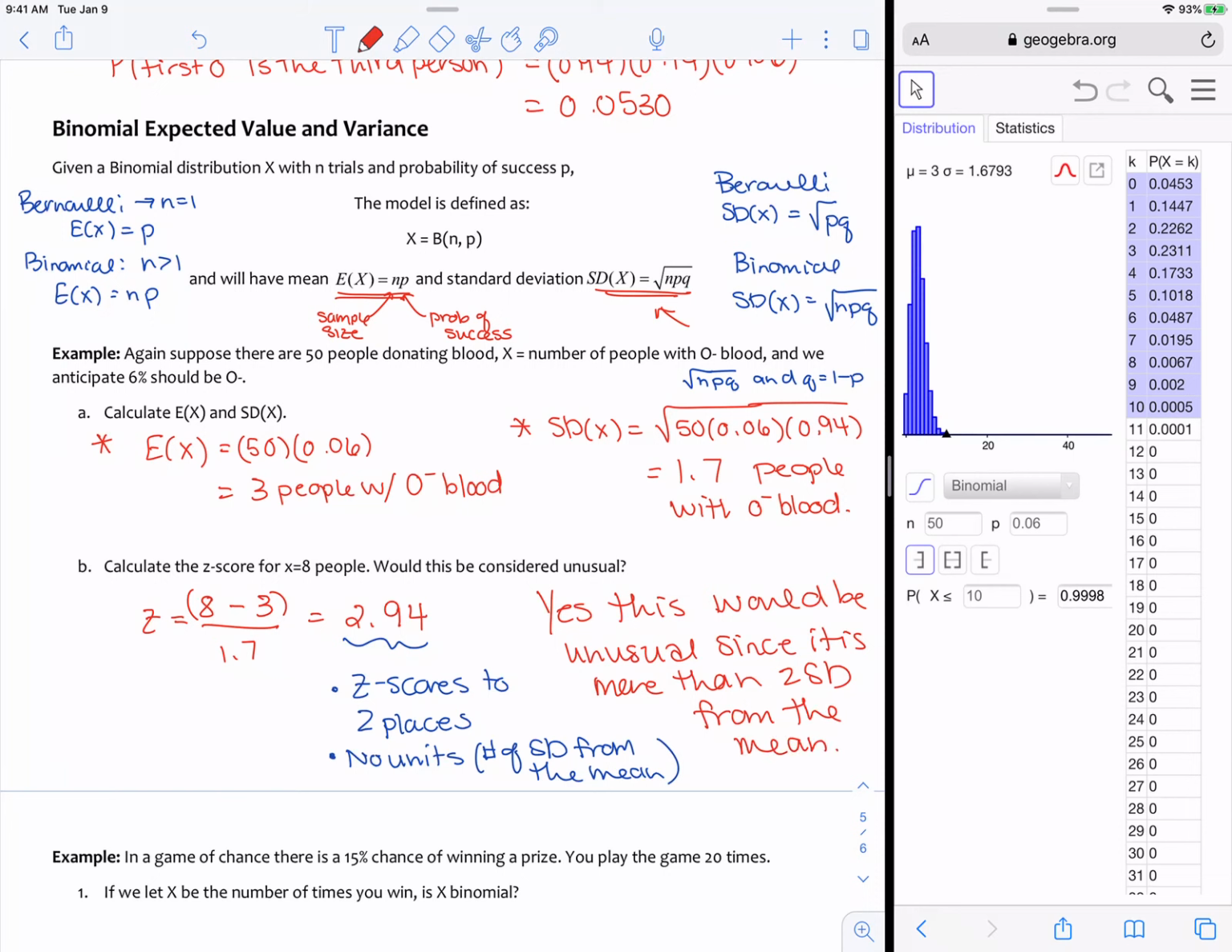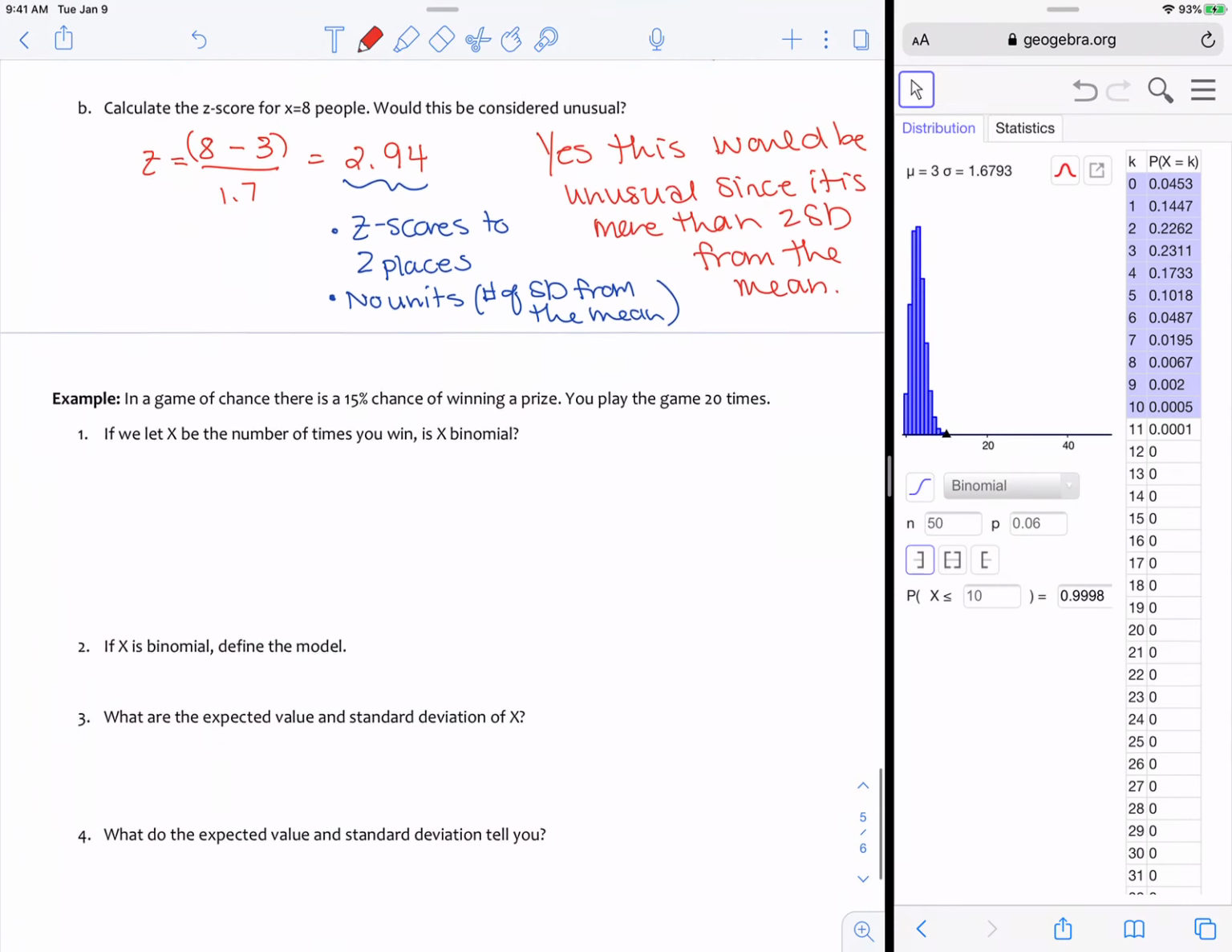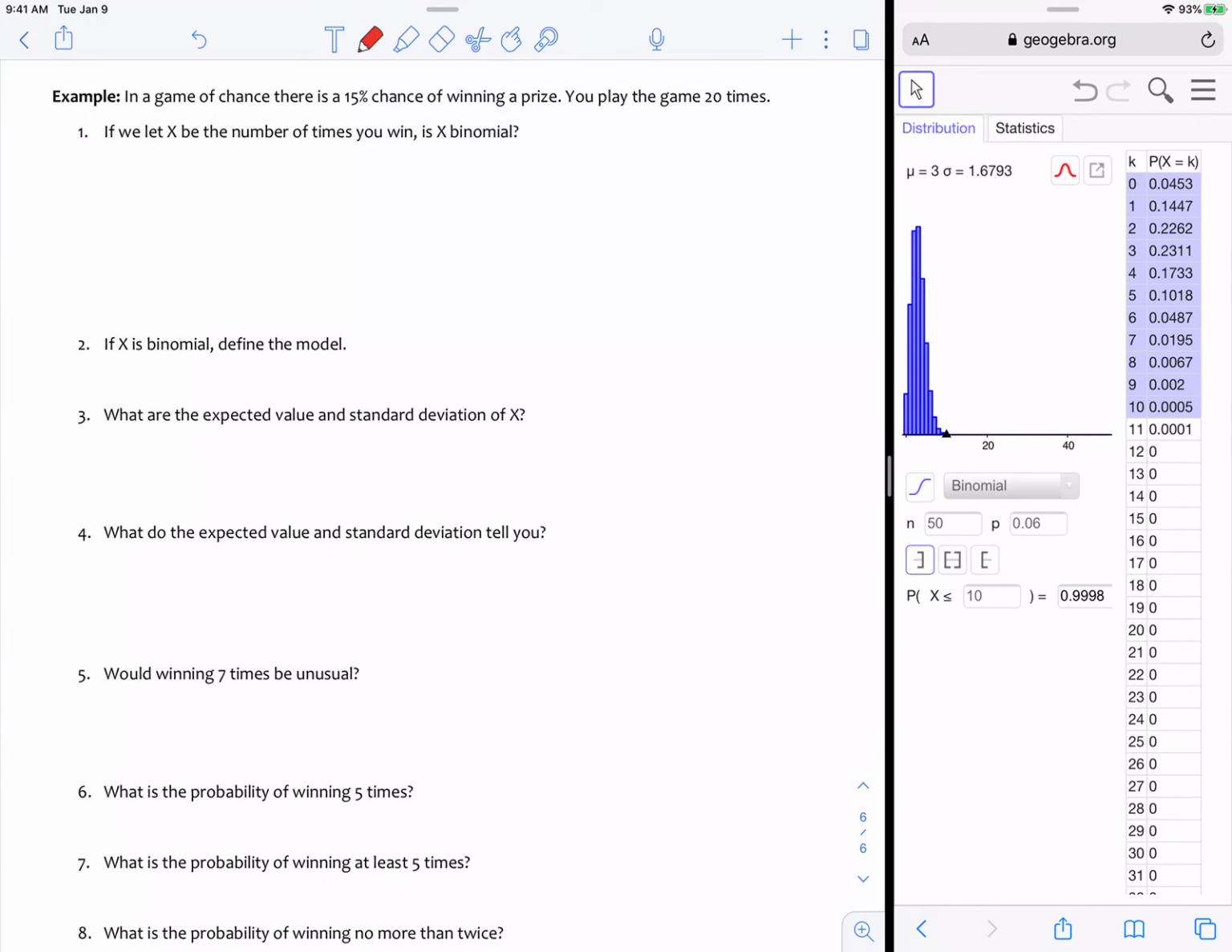Okay. All right, so let's take another look at an example. In a game of chance, there's a 15% chance of winning a prize. You play the game 20 times. If we let X be the number of times you win, is X binomial? All right, so we need to run through all of our conditions. The first thing, remember, is we need to verify that we have a fixed or constant probability of success, which we name P, and that's that 15% as a decimal, so P equals 0.15.